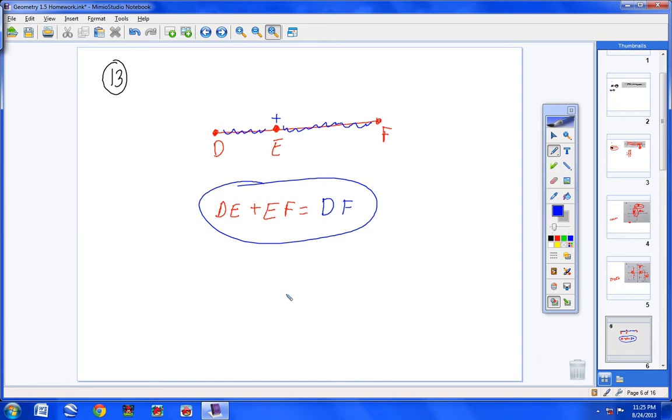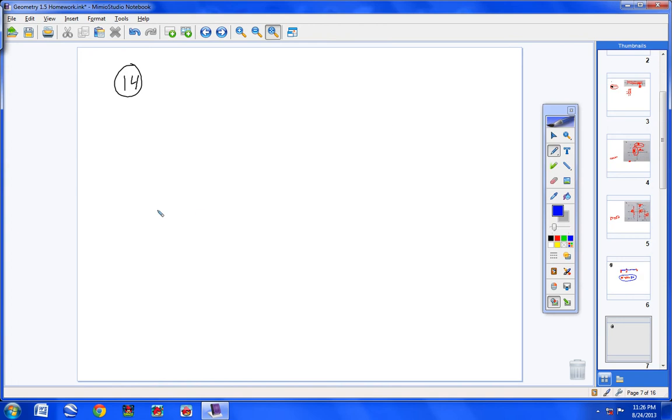On 14, 15, and 16, and 13, which we just did, draw the segment, and then write the segment addition postulate statement that goes with that segment. All right, let's try another one. Number 14. H is between G and F. So here's G, here's F, and we'll put H right here.